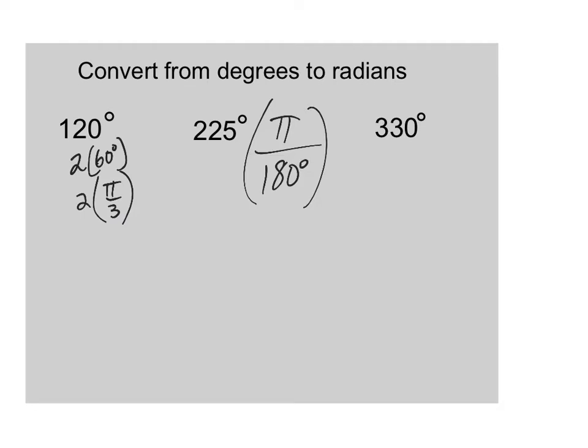Chloe, why do you think it would be pi over 180? So that the degrees cancel out. All right. You got it. And you just got to reduce 225 over 180. That's kind of a pain. Well, 5 goes into both of them. And you'd have a calculator, so you'd be able to use a calculator to do that if you wanted to.